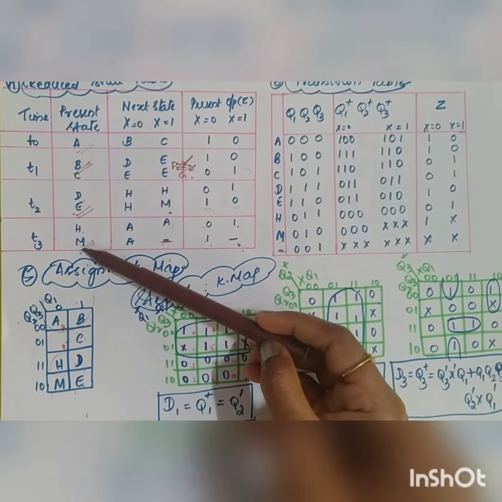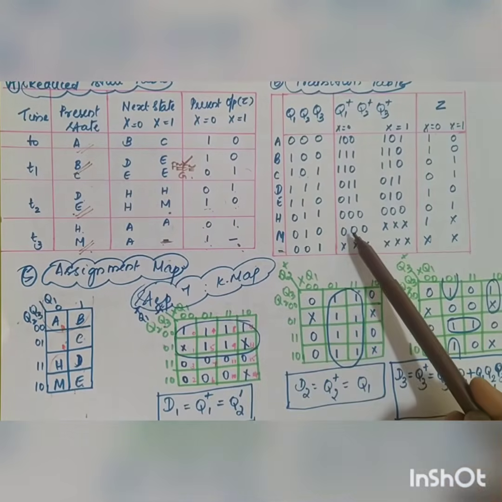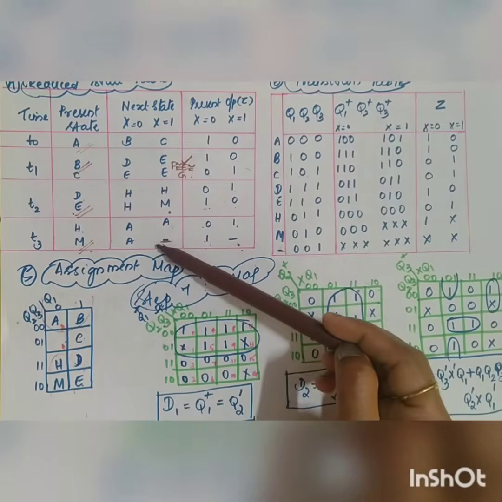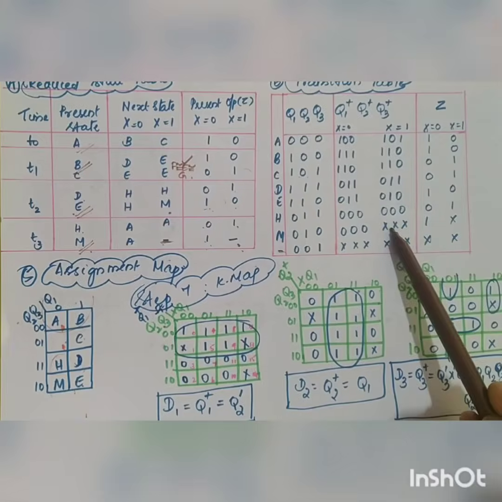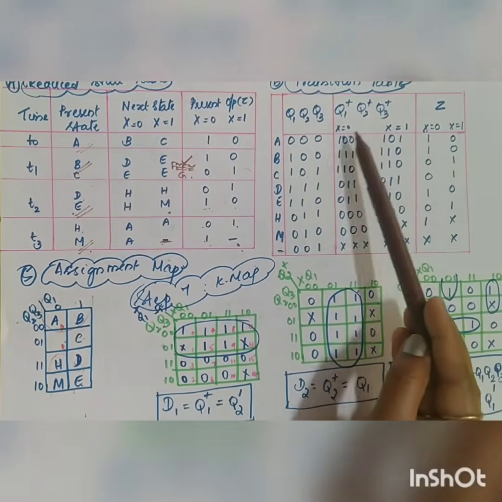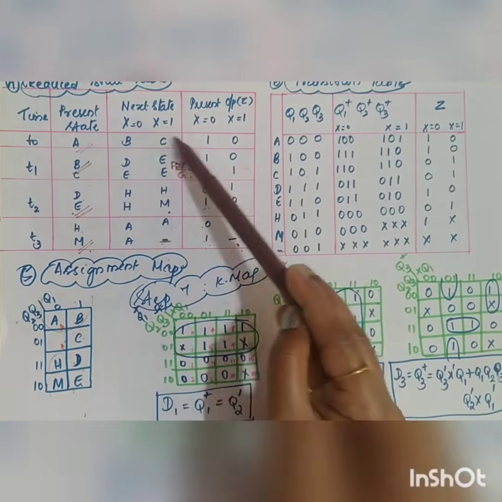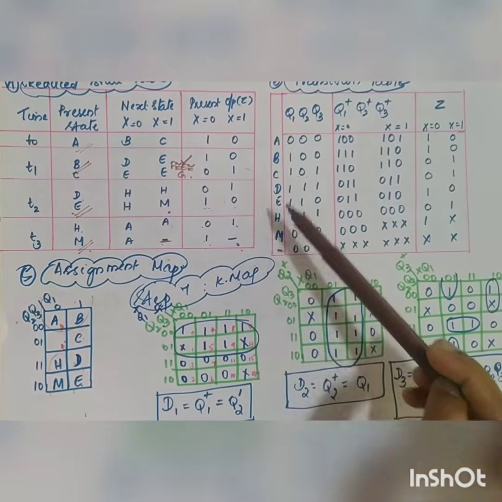For example, let us take the last condition M. When x is equal to 0, it is going to A. A is equal to 0, 0, 0. When x is equal to 1, there is no state, so you have to take it as don't care. Similarly, you fill the output also. When present state is A, what is your output? 1, 0. So you have to fill all the output as such.